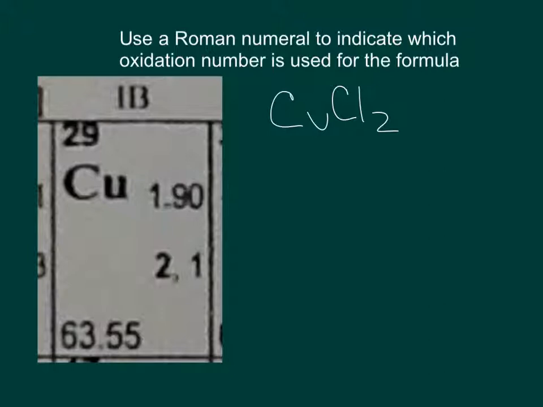And you're going to have to decide, should I use a Roman numeral or should I not? So first we need the name for Cu, and that's copper. So we write down copper. Next we look on the periodic table to determine if there's a choice of oxidation numbers. And in our periodic table, it's right here. So yes, there is a choice.